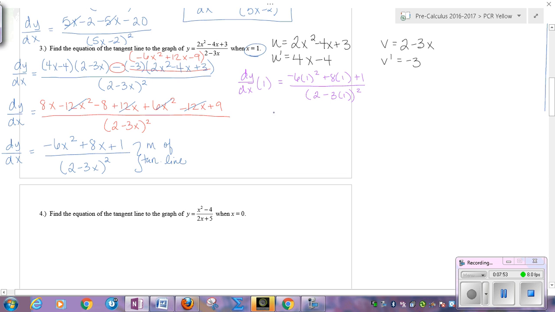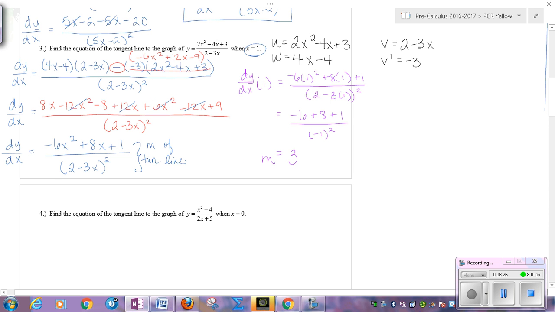Okay, so let's see what this gets us. So we get negative 6 plus 8 plus 1 all over, let's see, that's going to be 2 minus 3, so it's going to be a negative 1 squared. What happens when you square a negative? Yeah, right, it becomes positive. And so that's just going to be 1 on the bottom. So we're going to have negative 6 plus 8, so it's going to give us 2, plus 1 more is going to give us 3. Okay, now that gives us our slope.